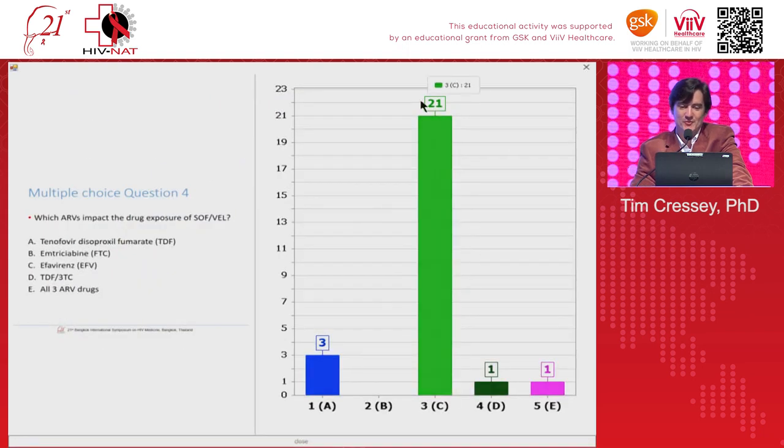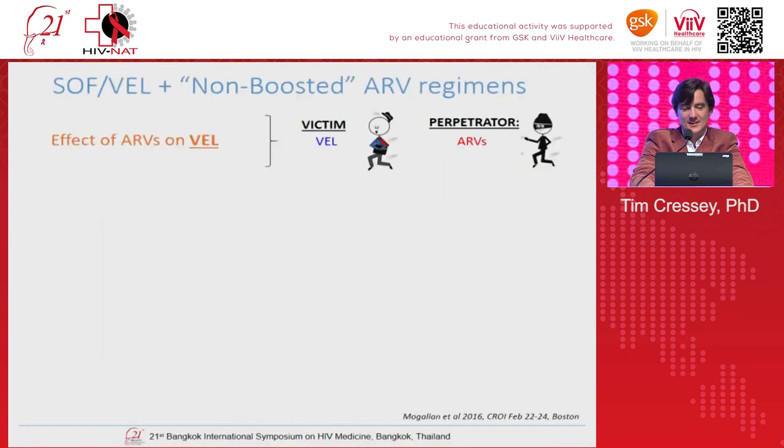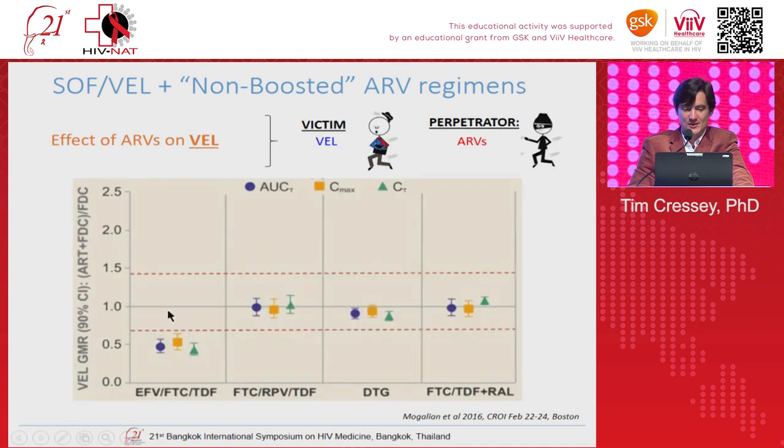So everyone's put efavirenz, because we know efavirenz is a nice one to interact because it's an inducer and everything, but it is correct. Well done. So we look at the data, and if we look at SOF-VEL, here the victim drug is VEL and the perpetrators are ARVs.